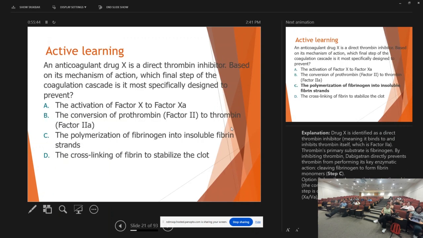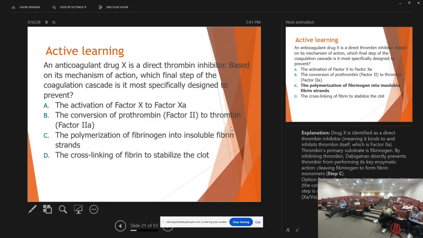So now going back to Jessica's group. You don't have to read this one. Jessica, you put C. The question: an anticoagulant drug is a direct thrombin inhibitor based on its mechanism of action. Which final step of the coagulation cascade is it most specifically designed to prevent? You mentioned it's C, the polymerization of fibrinogen into insoluble fibrin strands.